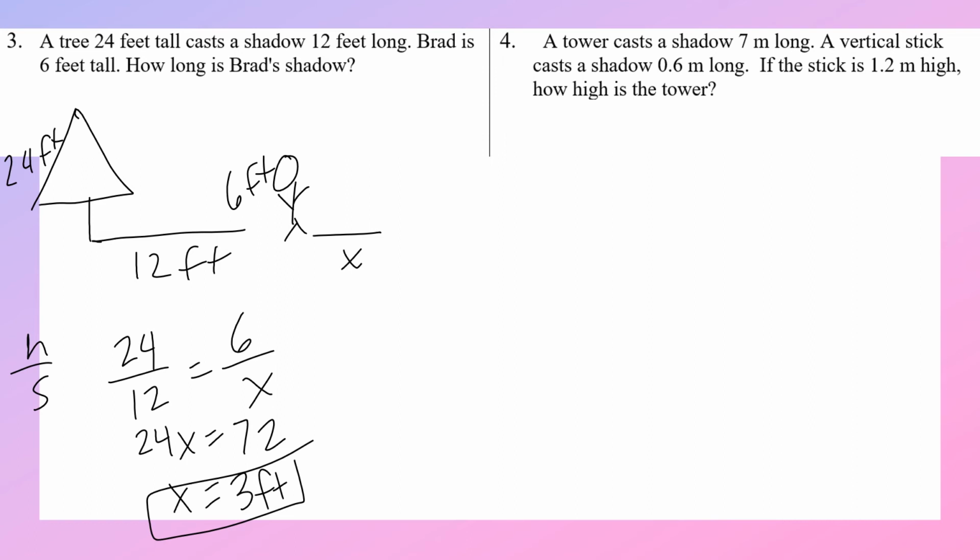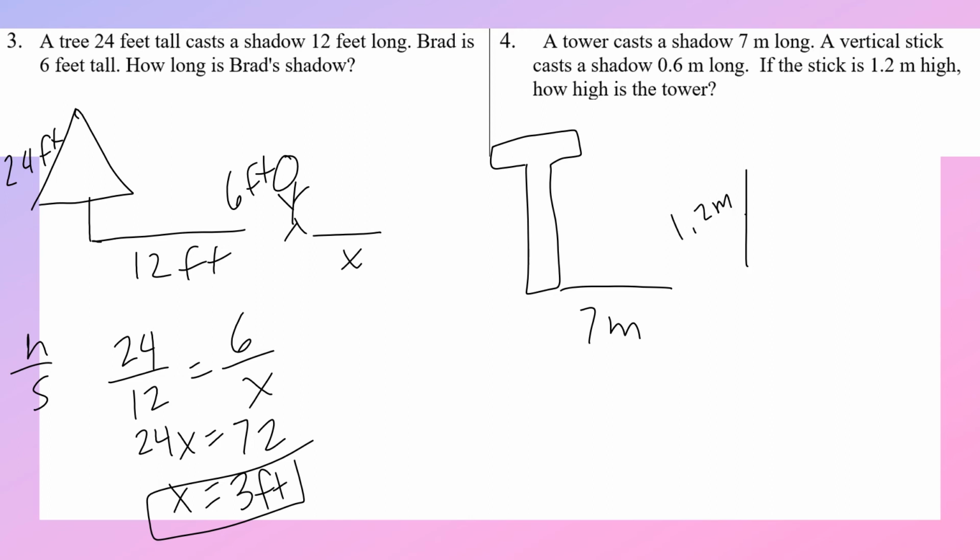A tower casts a shadow 7 meters long. So again, you can draw a picture. It doesn't have to be pretty. I'm not going to grade you on that. So the shadow is 7 meters. A vertical stick. I'm just going to draw a line. Vertical stick is 1.2 meters high, and it casts a shadow that's 0.6 meters long.